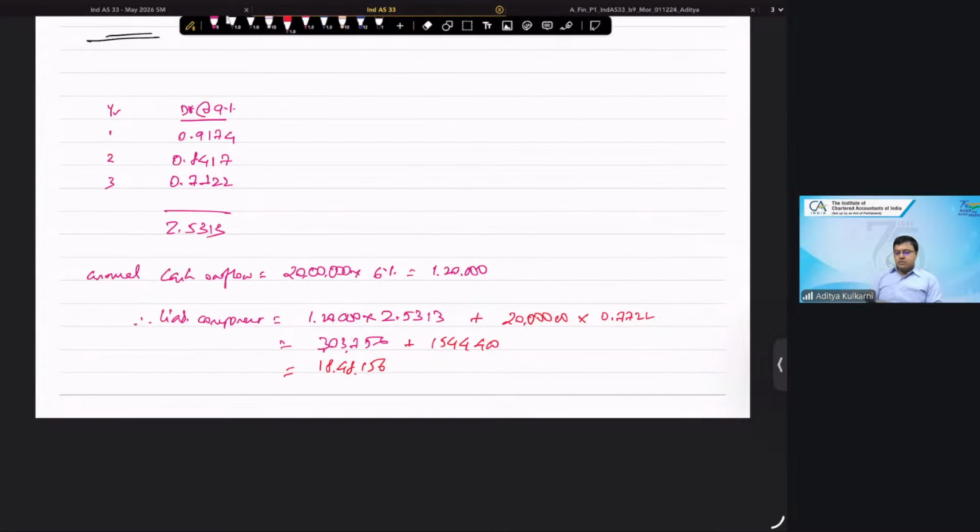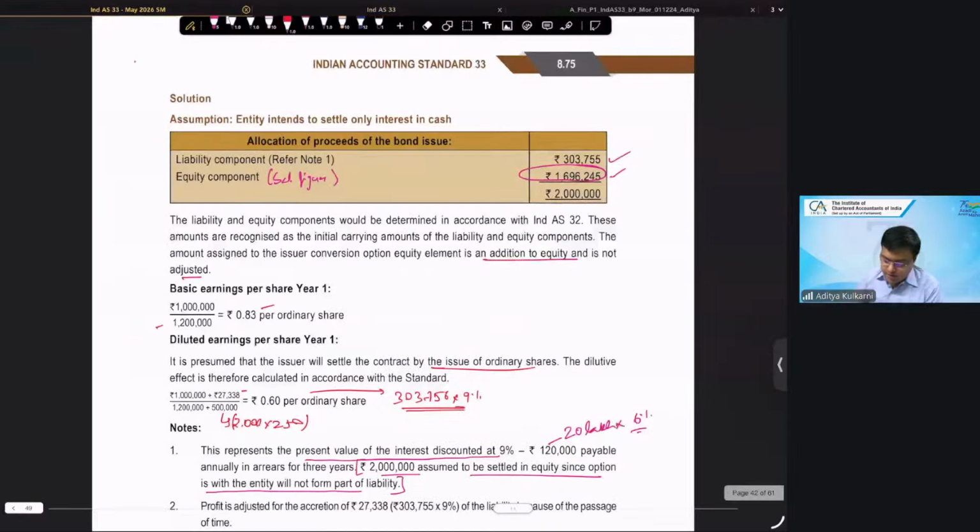And your first year's interest will be 1,66,334, if you take that as the liability part. Is it okay? Yes, sir. And equity will be around 1,50,000. Okay? So that takes care of financial instruments implications. And then the last part we come to.